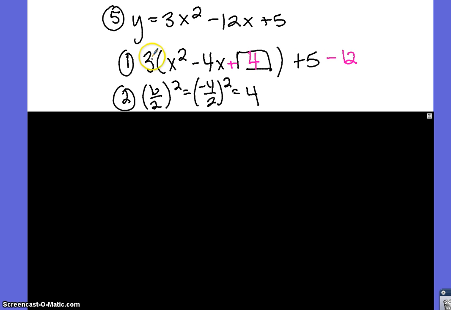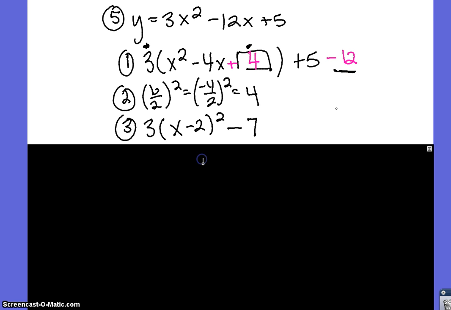What you should have said is the 3 on the outside of my equation, this 3 right here, I have to multiply it by the number that I put back in the equation. So I'm really adding 12 to this side of the equation, so I have to subtract 12 to this side of the equation. Again, the next step, rewrite my trinomial, which is in parentheses, as a binomial. So I have x minus 2 squared, and the 3 that was originally on the outside just stays put. And my 5 minus 12 is going to give me a minus 7.